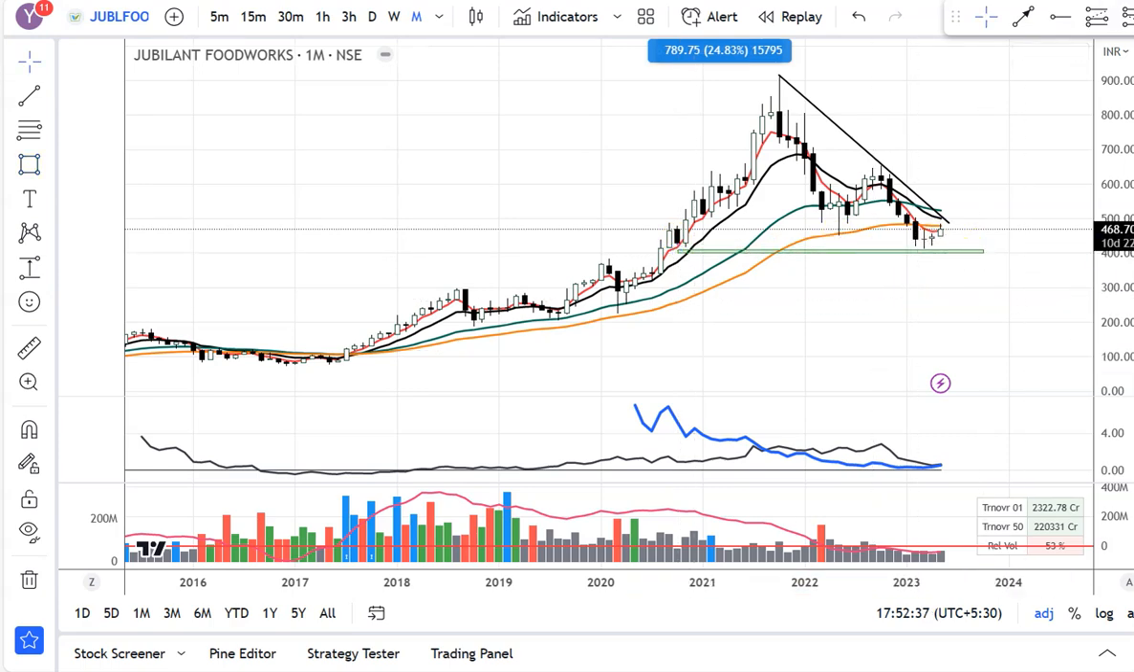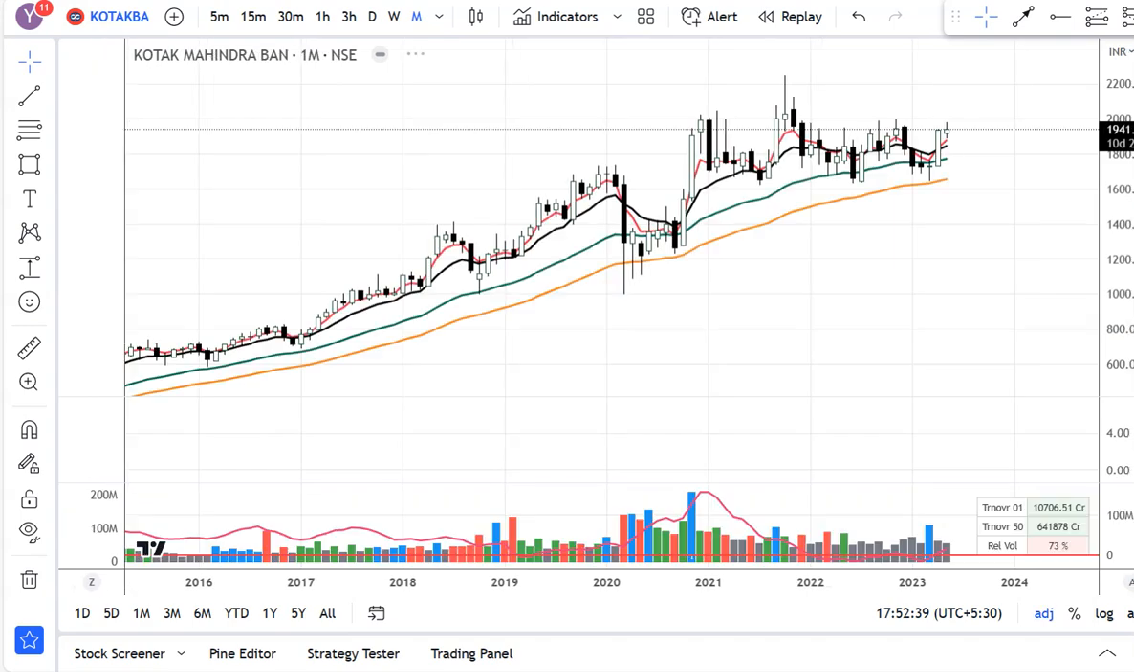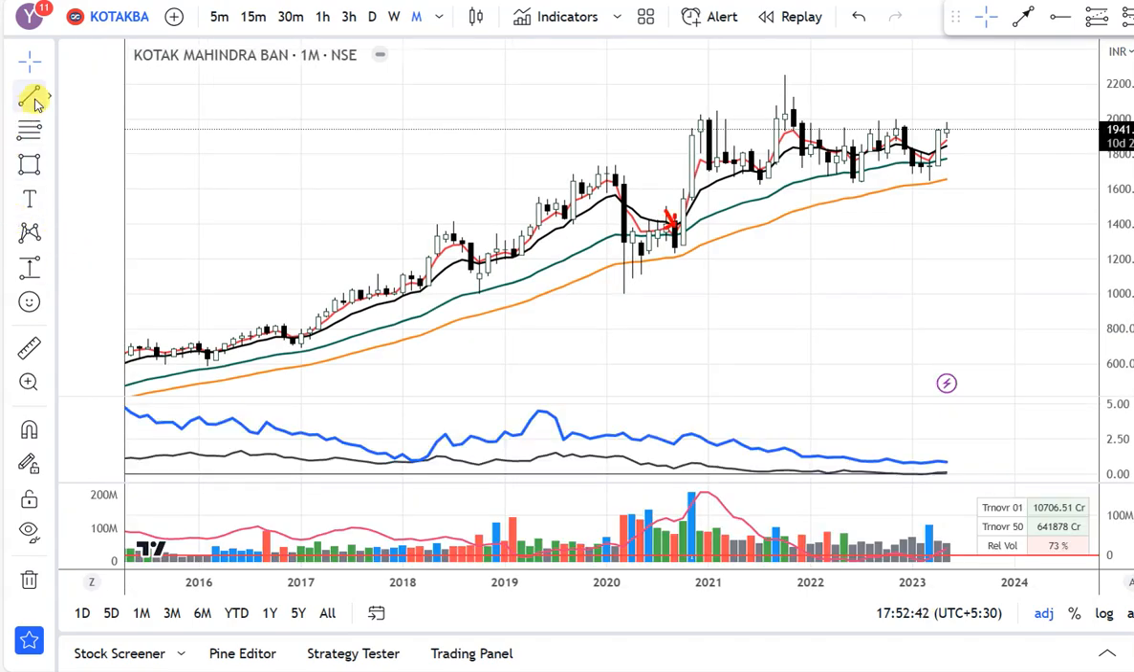Kotak Bank is sideways right now, making triple bottoms at 1900 levels. So let's wait for it to give a breakout.